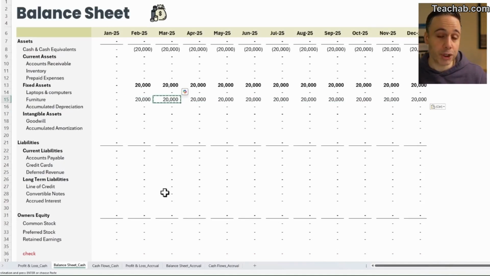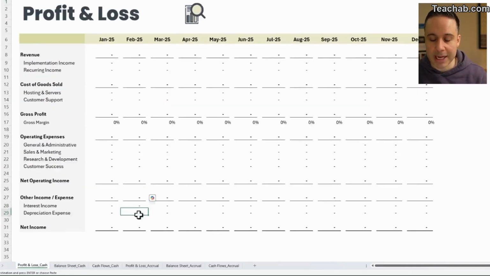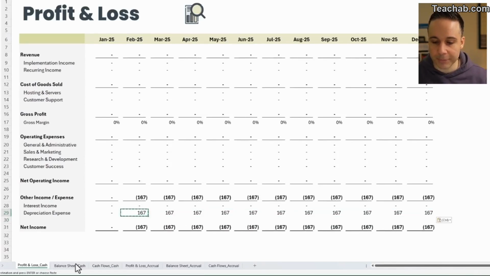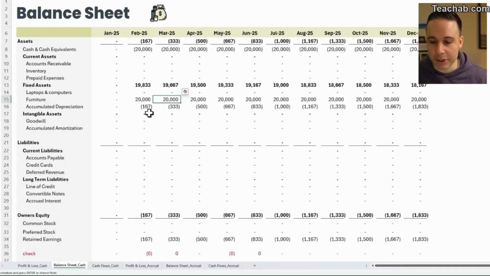Now the accumulated depreciation is going to be tied to my depreciation expense. And as we spoke about, we said that there was a 10-year useful life. So I'm going to take equals 20,000 divided by 10 and then divided by 12 starting in February. So $167 is going to be our depreciation expense. I'm going to drag that forward over here, and you'll see then on the balance sheet that our accumulated depreciation grows by that amount each and every single month.